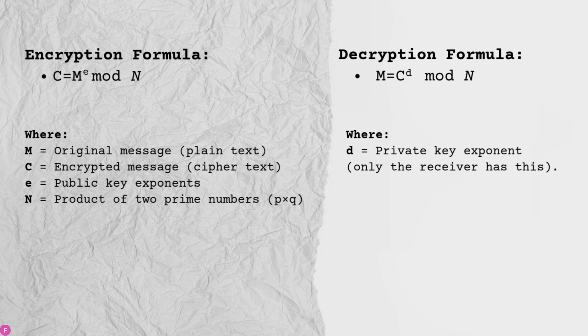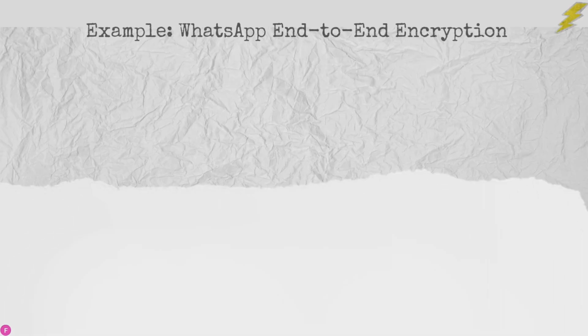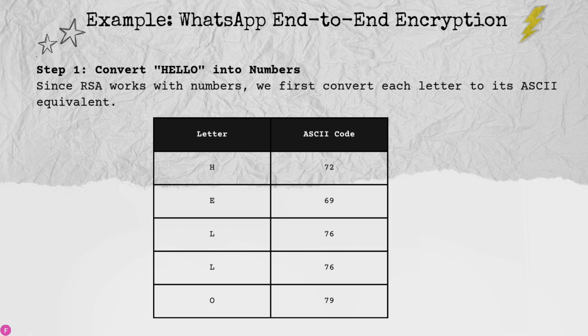Once a message is encrypted, only the intended recipient can decrypt it, and the decryption follows the formula m is equal to c raised to d modulo n, where d is the private key exponent, which only the receiver knows. So here's an example of WhatsApp end-to-end encryption.